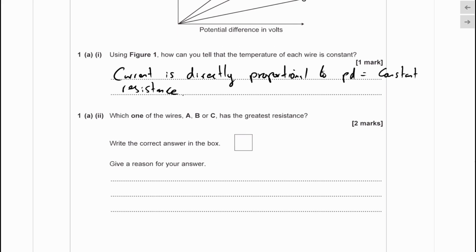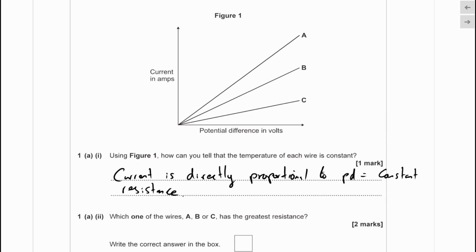So part 2, it says, which one of the wires has the greatest resistance? Now let's go and have a look at the graph. Now you'll remember that voltage is equal to current times resistance, all right? And so which one of these has the greatest resistance is the one where the potential difference increase doesn't increase the current as much as the rest of them. So at a high value of resistance, we're going to get a high value of our voltage, but not giving us a very high value of our current, right?